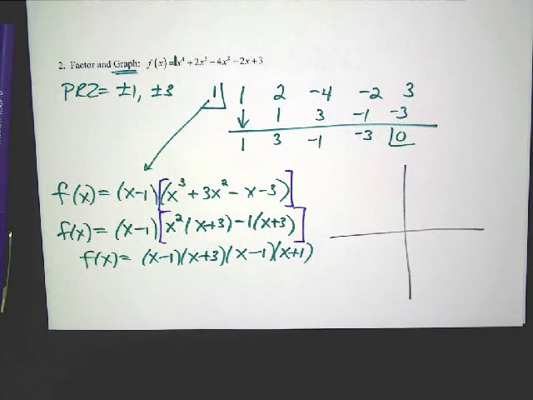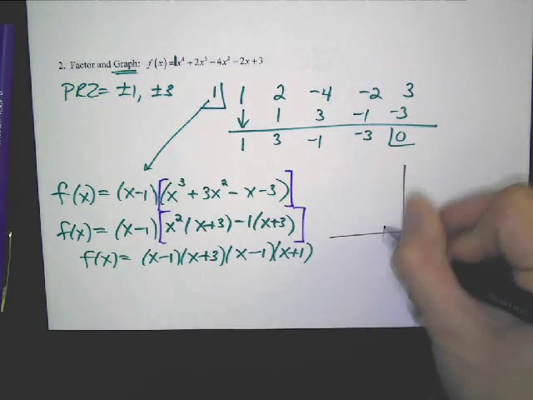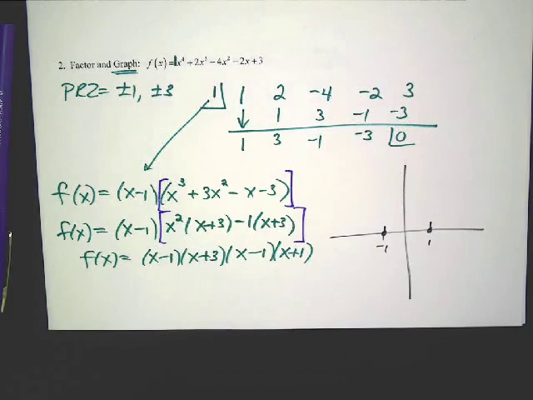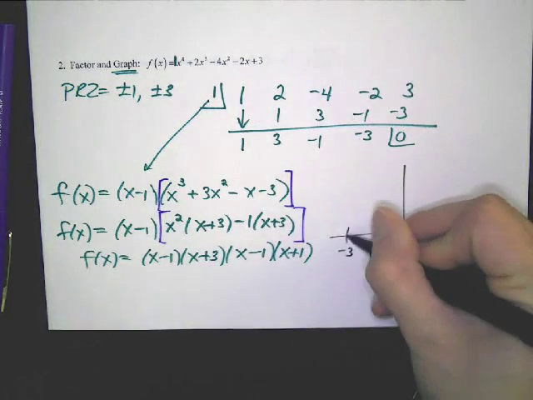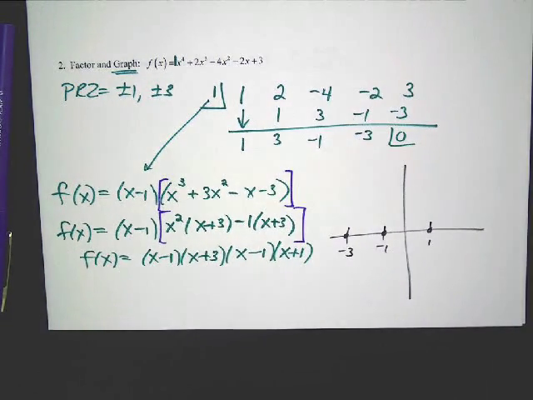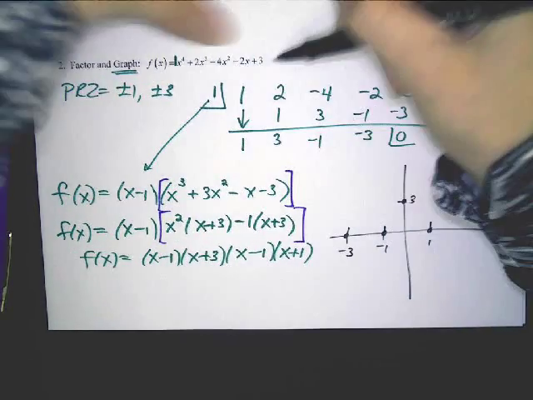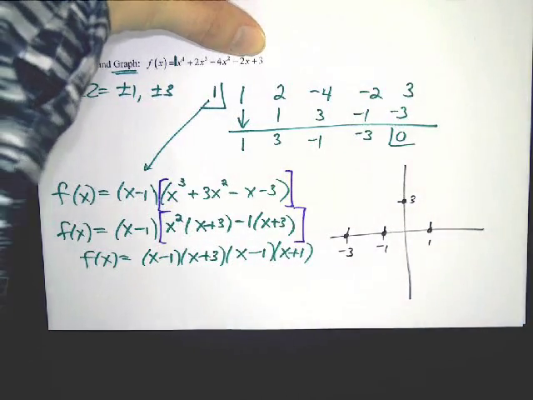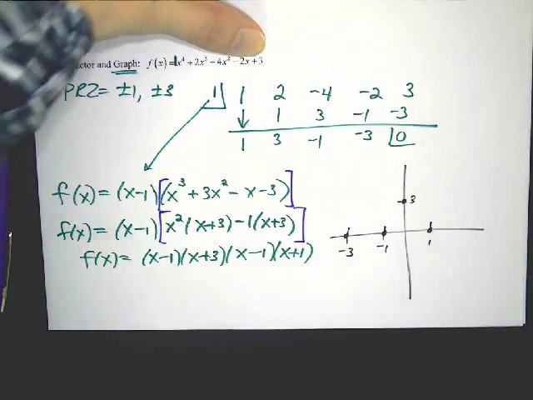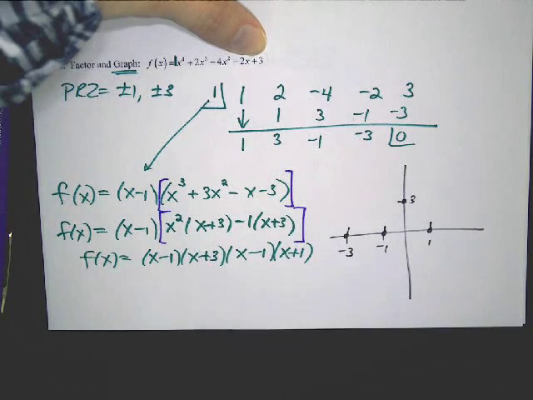So where does it touch the x-axis? Plus 1, minus 1, where else? Minus 3. Oh, let's ask for some information here. Where does it touch the y-axis? At 3. The best place to do that is just look at the original problem right here. There's your y-intercept. How about end behavior?